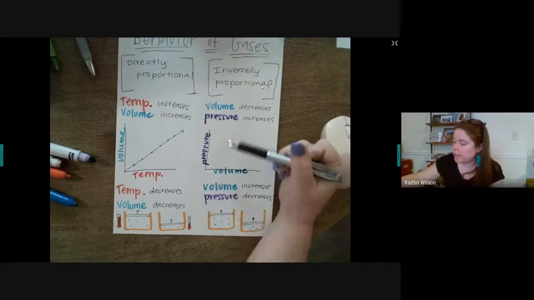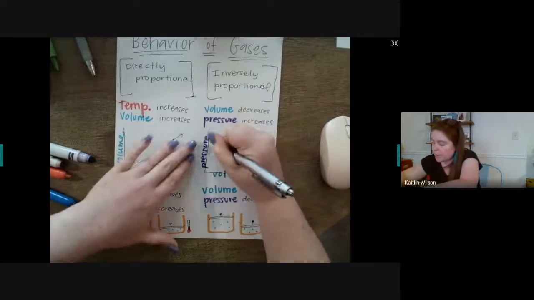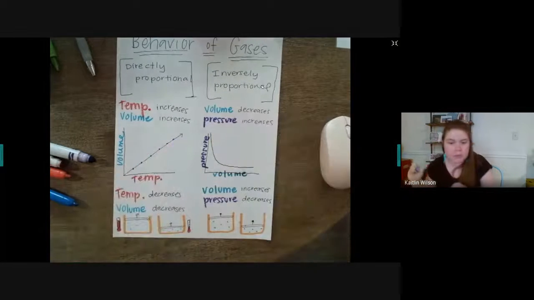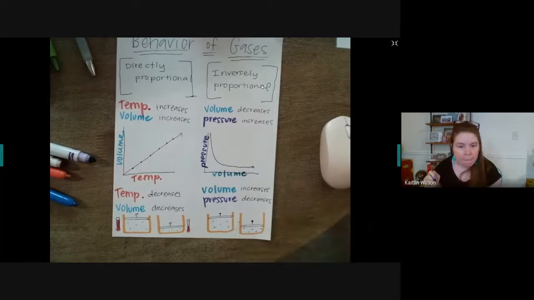If I'm drawing a graph for an inversely proportional relationship, I know that without using specific numbers, it's going to look this way. It's going to be exponential.